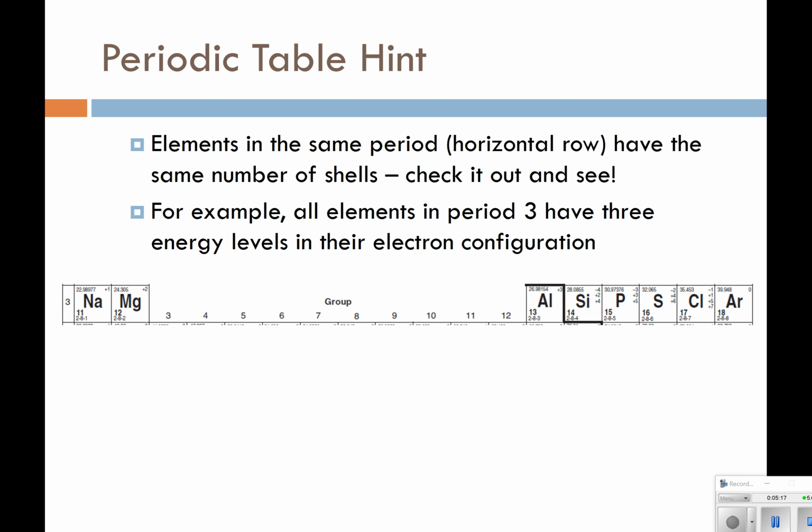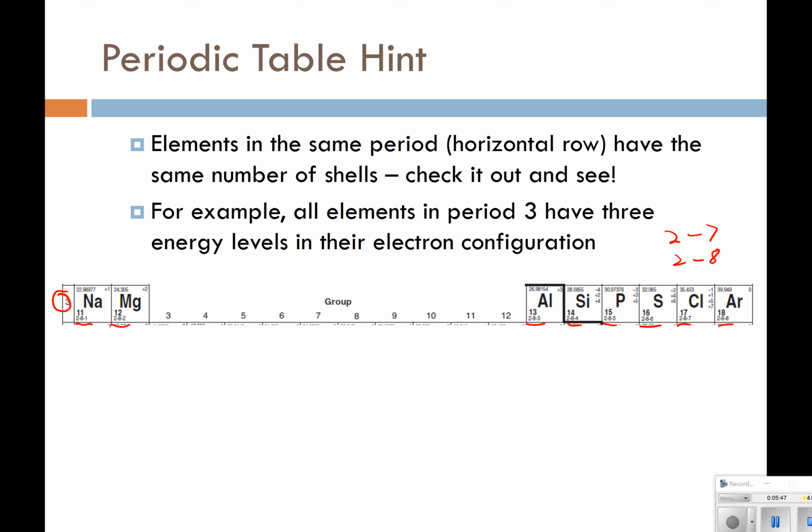Now going to our periodic table, if we look at elements that are in the same period, which is our horizontal row, in this case period 3, they all have the same number of shells, meaning their electron configurations all have 3 numbers. And all of the elements in period 2 are going to have configurations with electrons in only 2 principal energy levels.